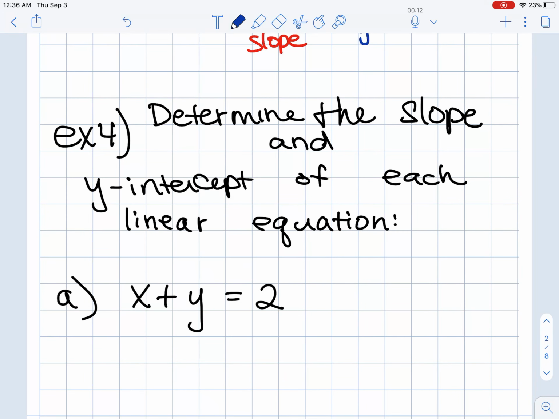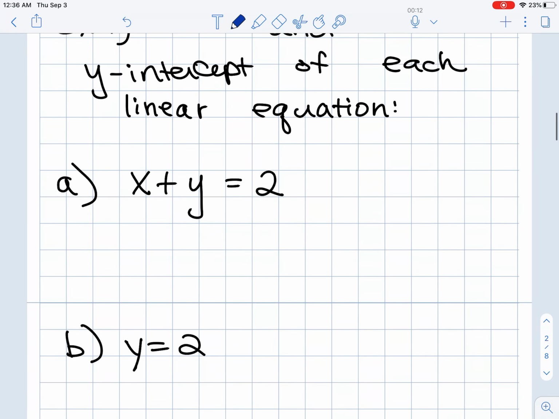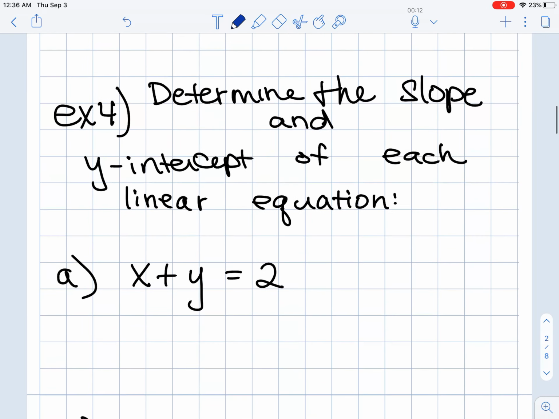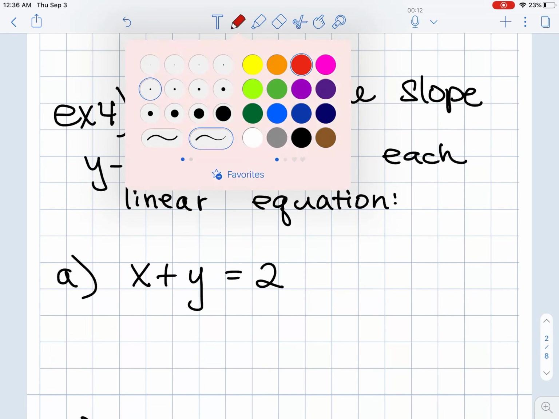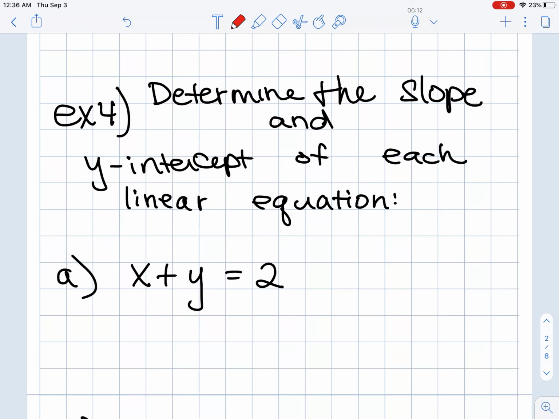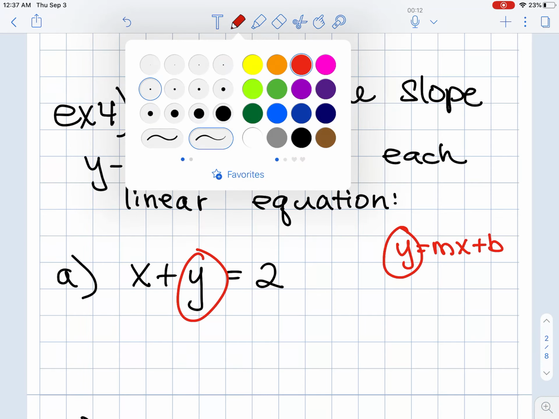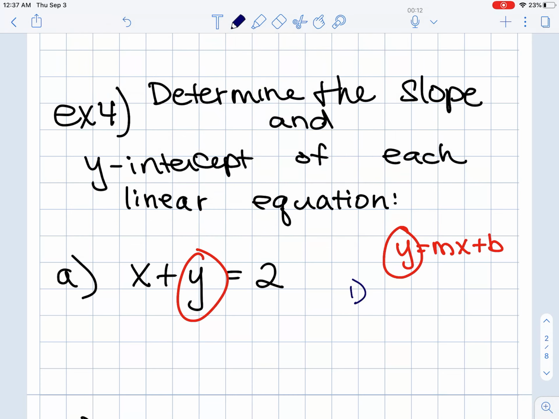So let's determine the slope and the y-intercept of each linear equation. Right now, the way that it's written, it doesn't look like slope-intercept to me. Remember, slope-intercept is y equals mx plus b. In this form, you'll see that y is by itself. Y is not by itself here, so we want to get it by itself.